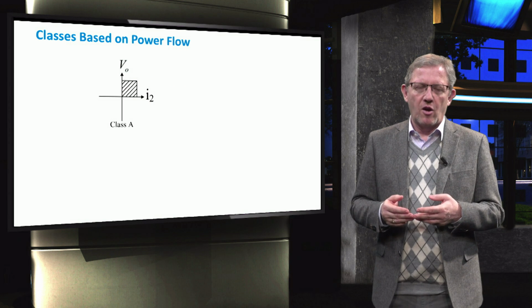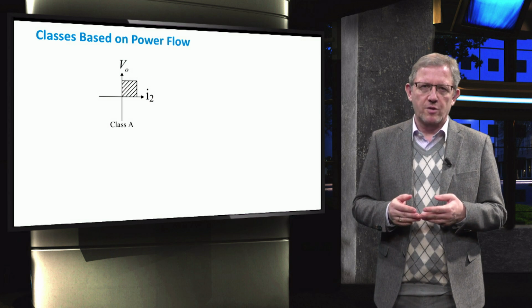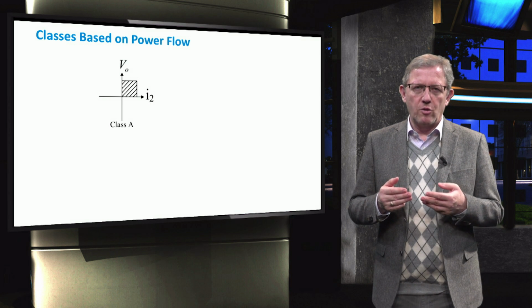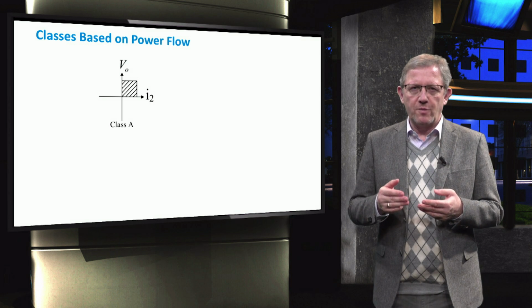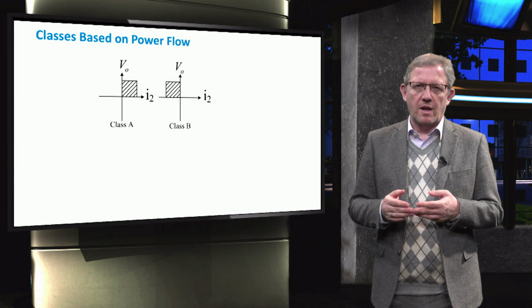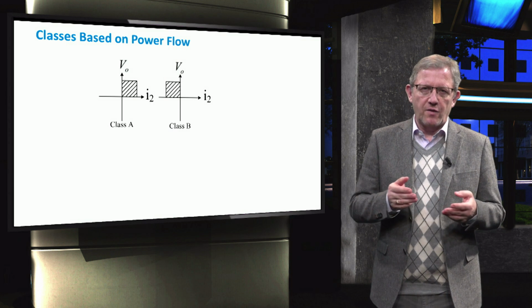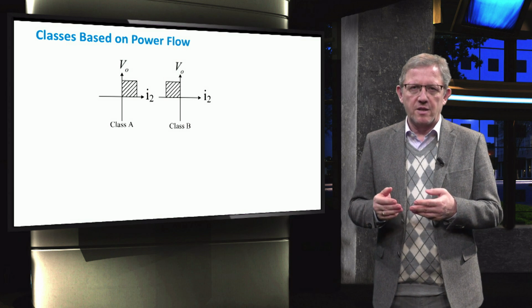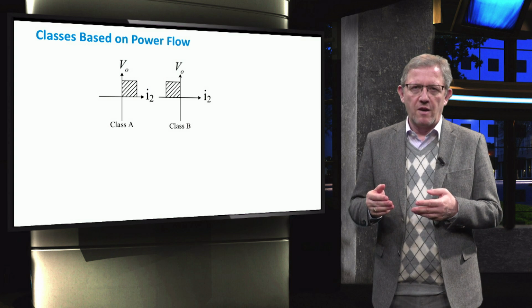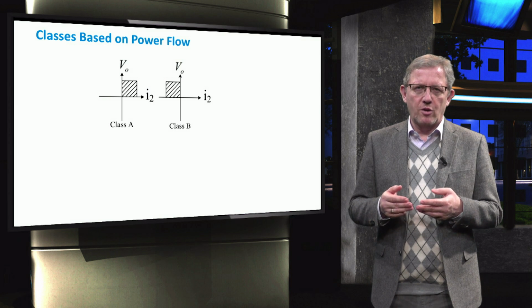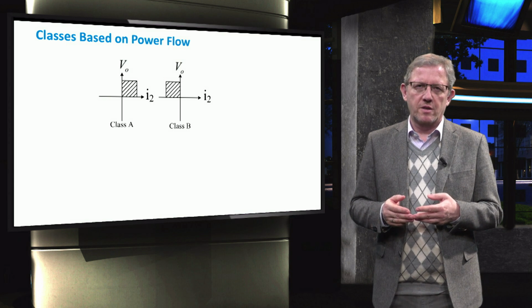Class A only allows positive output voltage and positive current values. As a result, the power can only unidirectionally flow from input to output. Class B only allows a positive output voltage and a negative output current. As a result, the power can be transferred only from the output to the input. Classes A and B are 2 examples of the so-called one-quadrant converters.